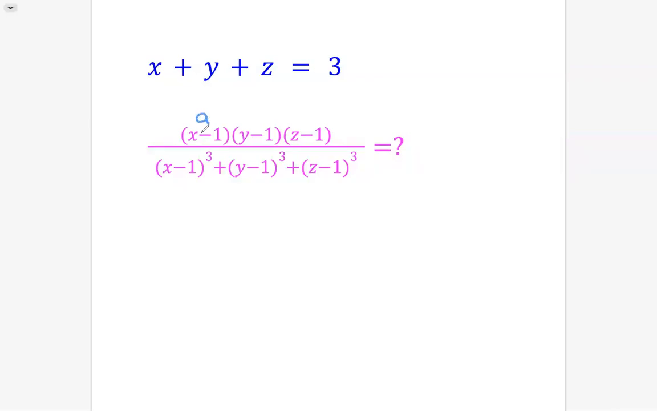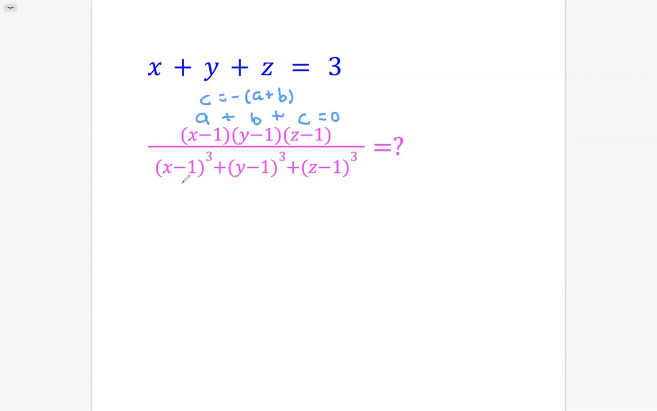Maybe let's call A to be x minus 1, B to be y minus 1, C to be z minus 1. Then what's A plus B plus C? We say that's x plus y plus z minus 3. So x plus y plus z is 3. 3 minus 3, that's 0. A beautiful value. So maybe from here, we can write C as negative (A plus B). So we're going to use this to get rid of C.